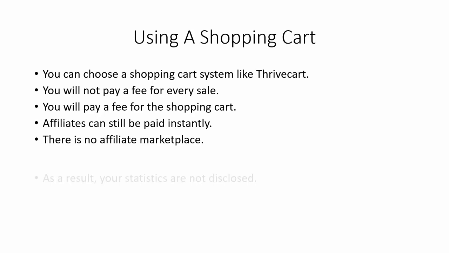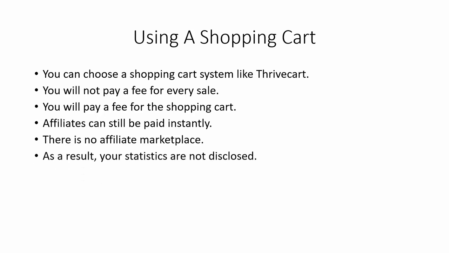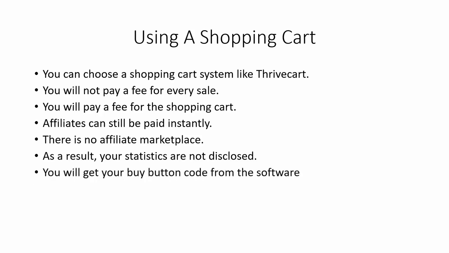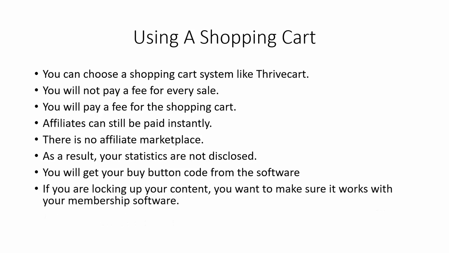The reason that's important is that your statistics are not going to be disclosed openly to the affiliates, right? The entire product statistics. Okay, you will get your buy button code from the software. So in other words, when you get shopping carts, it's going to be just like Warrior Plus. You're going to get your buy button code from inside of ThriveCart. And typically, if you're going to be locking up your content, you're going to be locking it down. You want to make sure it's going to be working with the membership software.